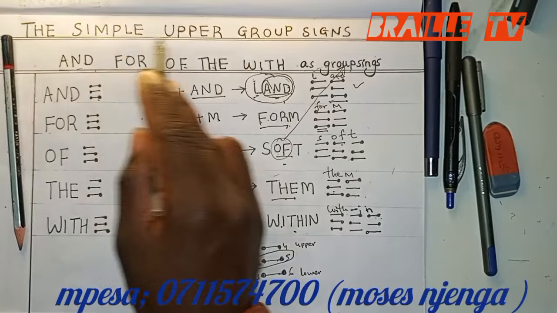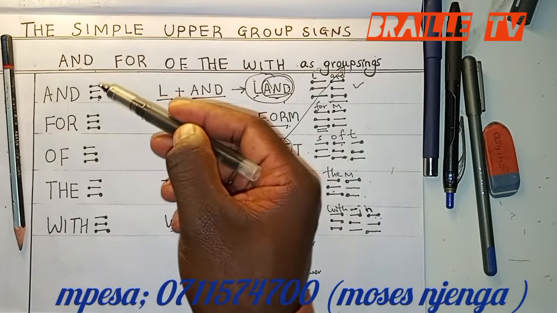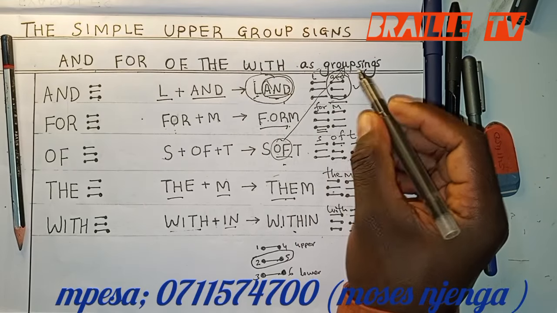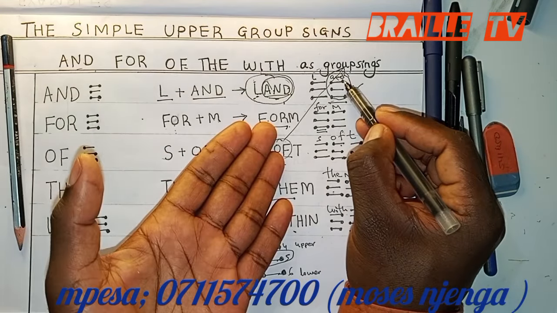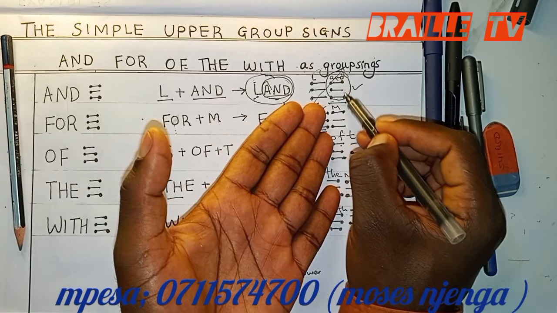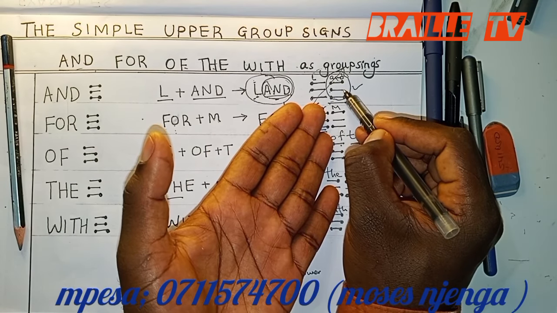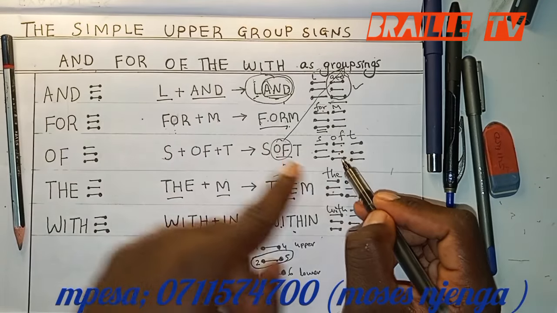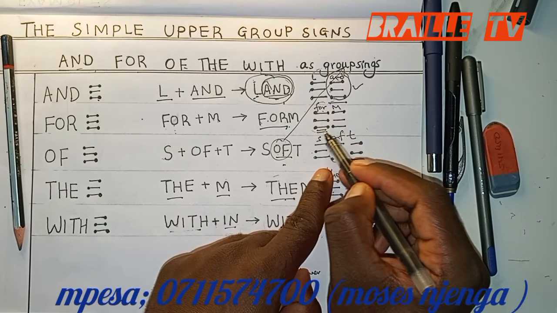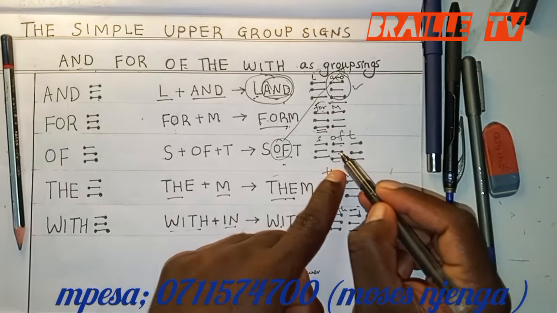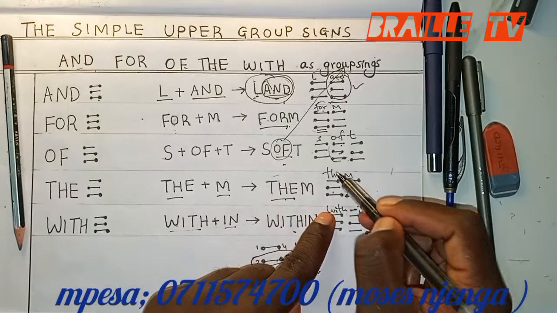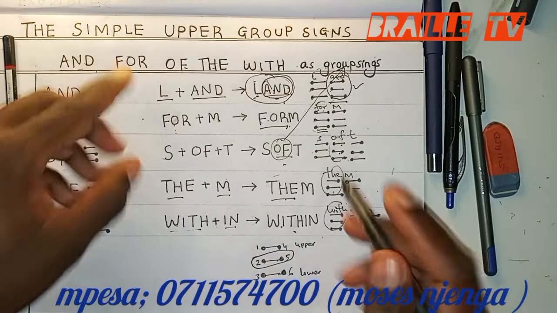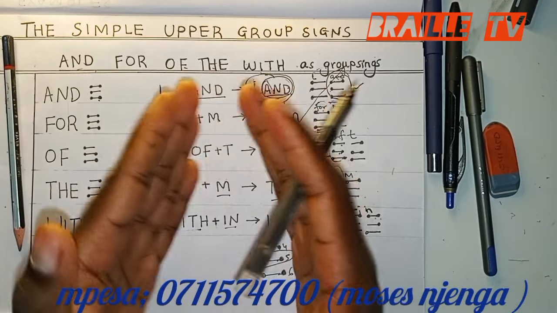So the simple upper group signs, why do we call them simple? Because they take one Braille cell. For example, and here takes one Braille cell, you can see, because one Braille cell contains 6 dots, and and has taken 5 dots. Again, for has taken 1 cell, so it's simple. Then of has taken one cell, again it's simple. The has taken 1 Braille cell, it's also simple. With has taken 1 Braille cell. It is simple. So we refer to them as simple because they take 1 Braille cell.